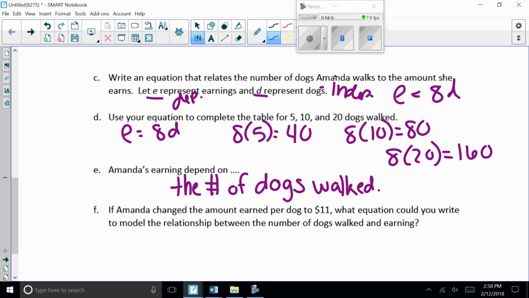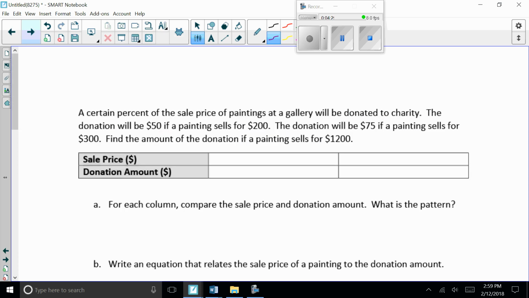Okay, F says if Amanda changes the amount earned per dog to $11, what equation could you write to model the relationship between the number of dogs and the earnings? So if the only piece that changes is instead of $8, she charges $11, then my E is going to remain where it is, but instead of 8, I'm going to put 11D. So $11 per dog. Okay, let's look at our next page.